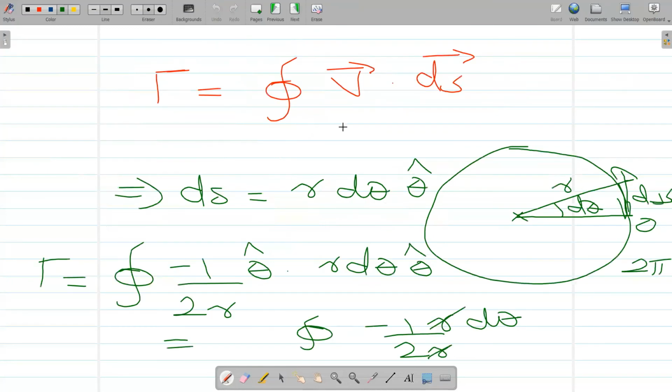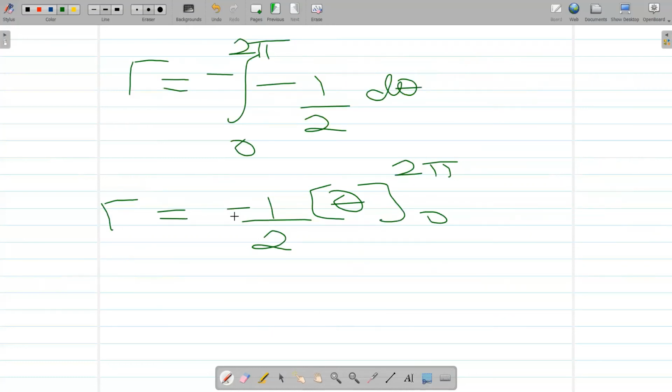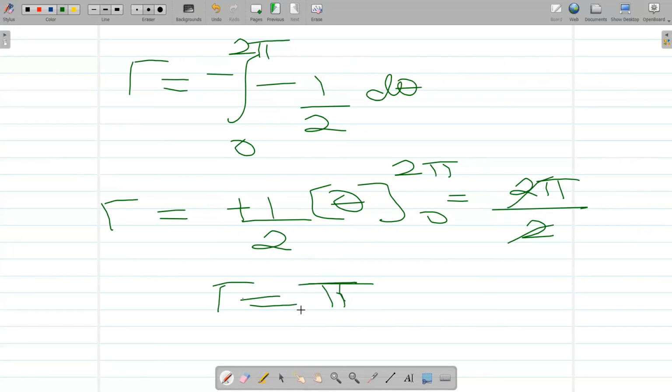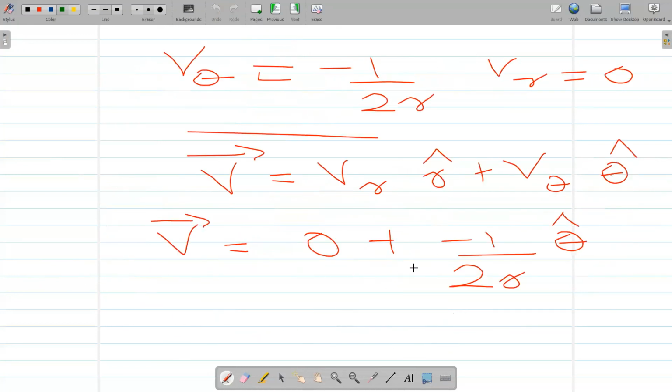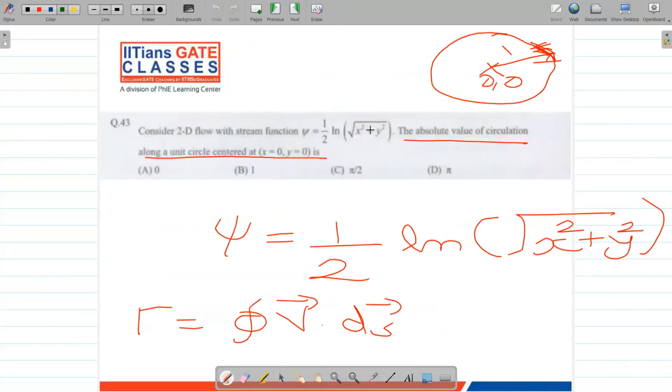I'm sorry, I forgot a negative sign. So gamma is nothing but the negative of this integral. So let me add that negative sign everywhere. Negative, negative, and negative. So negative plus negative will be negative, and negative will give you positive. So this will be nothing but 2 pi minus 0 by 2. So gamma will be equal to pi. So your circulation around a unit circle comprising the origin is basically option B, gamma equal to 1.